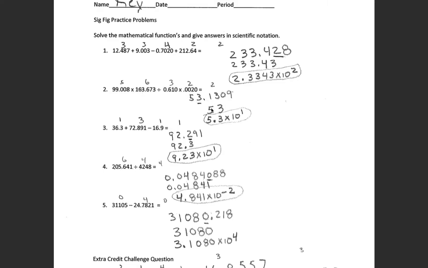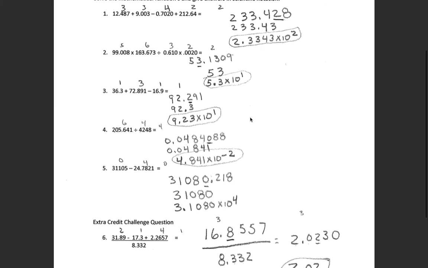When I put this in my calculator, 53.1309 comes out. This is my last significant figure. These go away. This 1 does not influence the 3, so the answer is just 53. 2 significant figures. When I move my decimal over to 5.3, I still have 2 significant figures. 5.3 times 10 to the first.